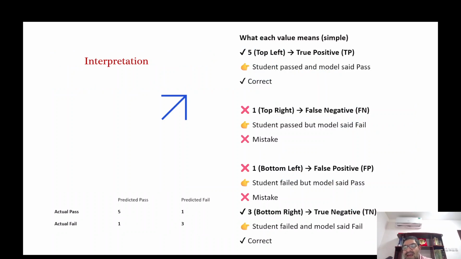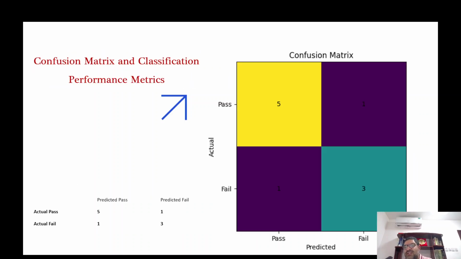And then we have bottom right, which is true negative. True negative is that students failed and the model said that they failed. So the model has correctly predicted these students who were failing as fail. So these are the interpretations. That's what we said: the diagonal like this gives the correct values, and the off diagonal values are the incorrect ones, the mistakes that the model has made.